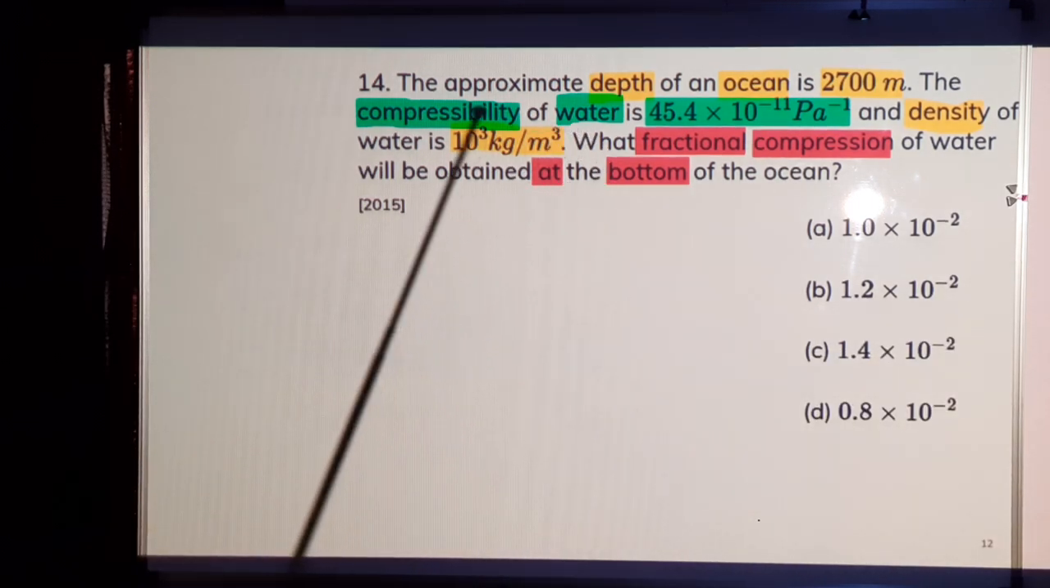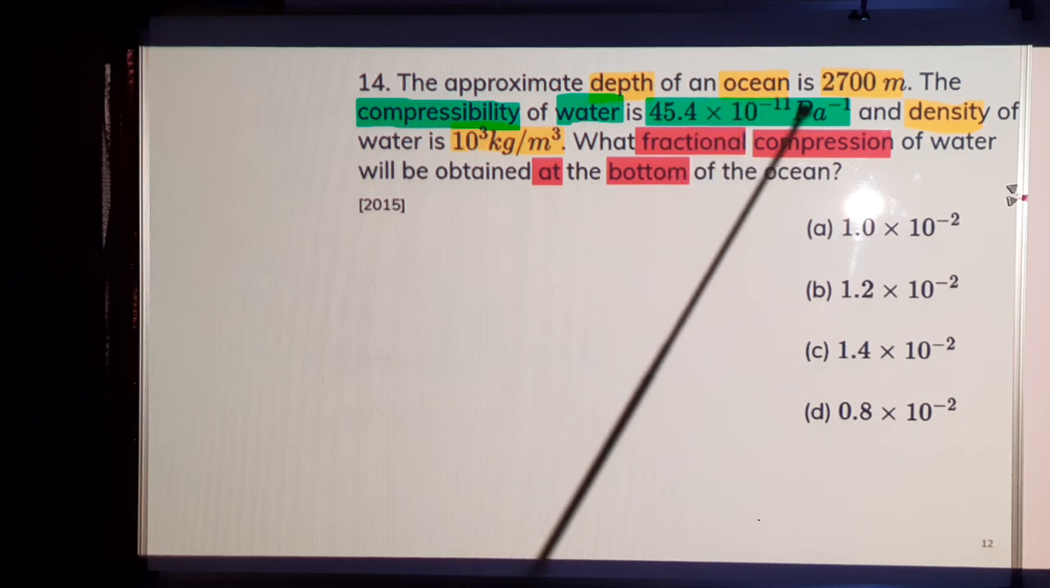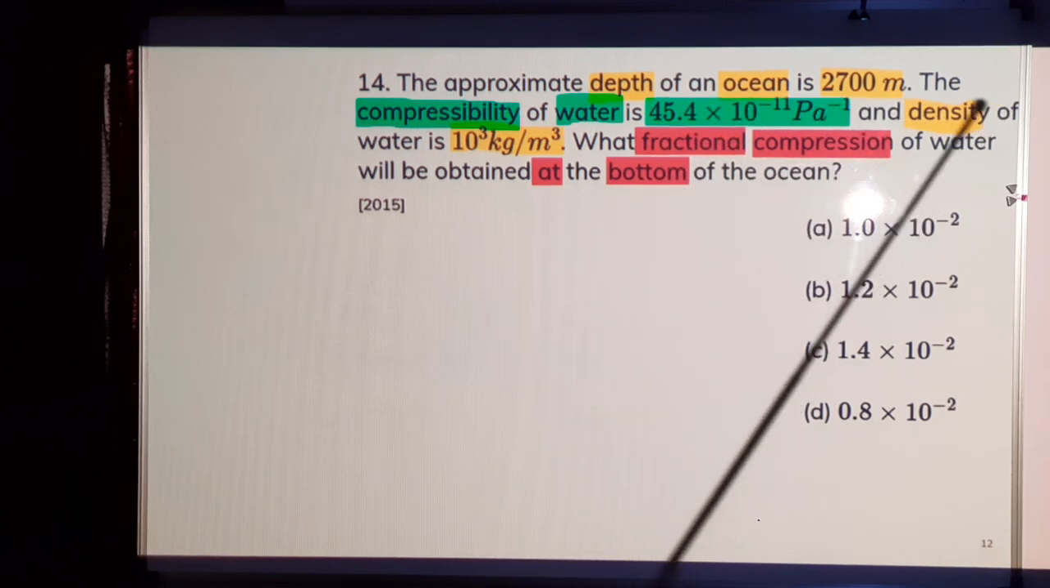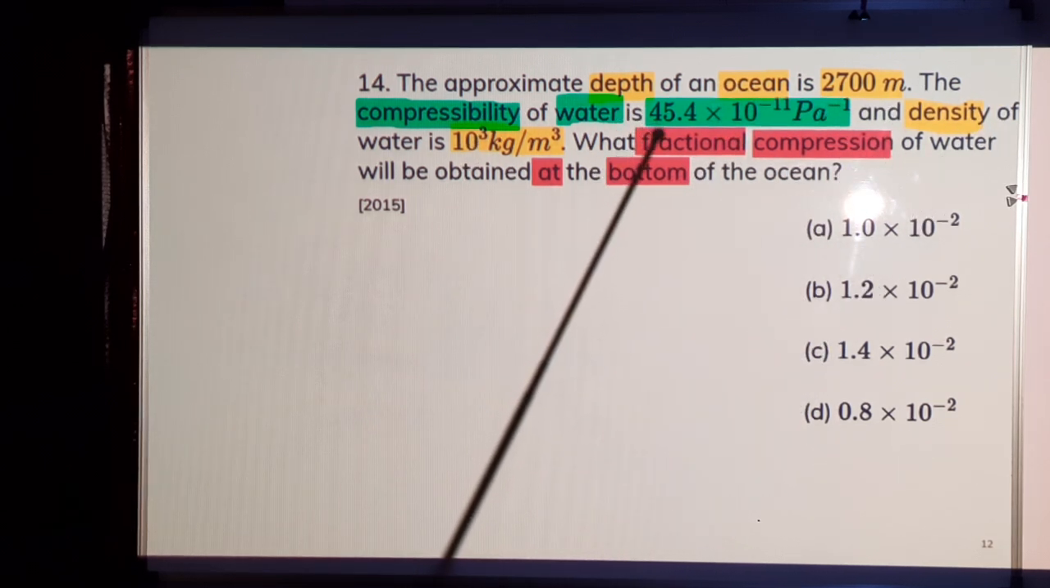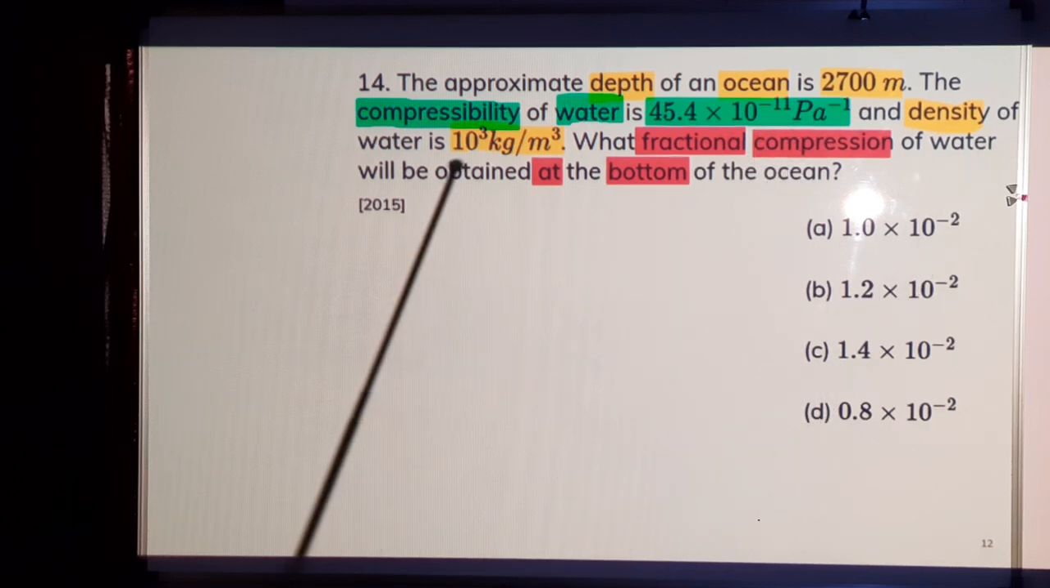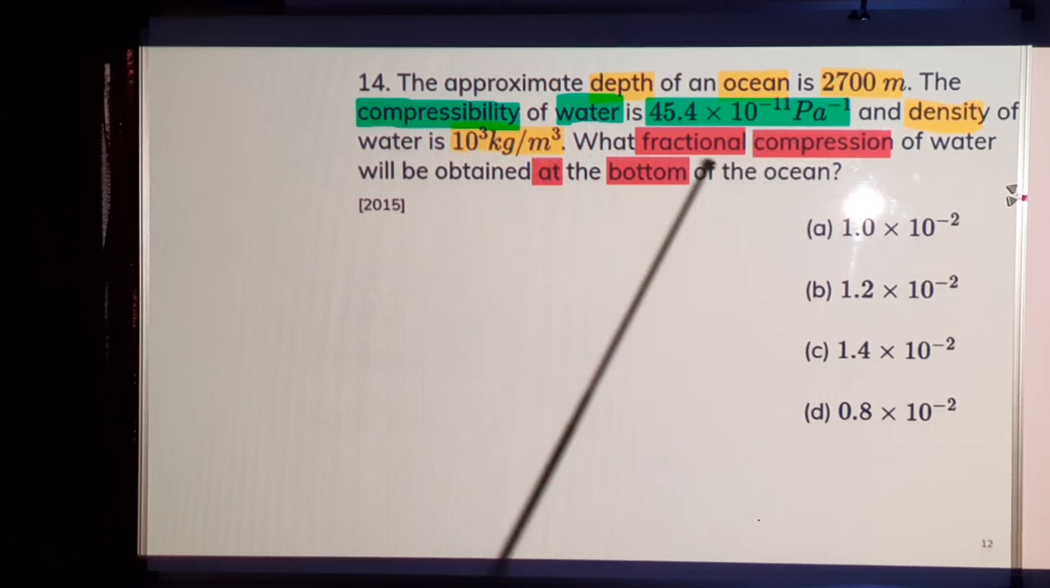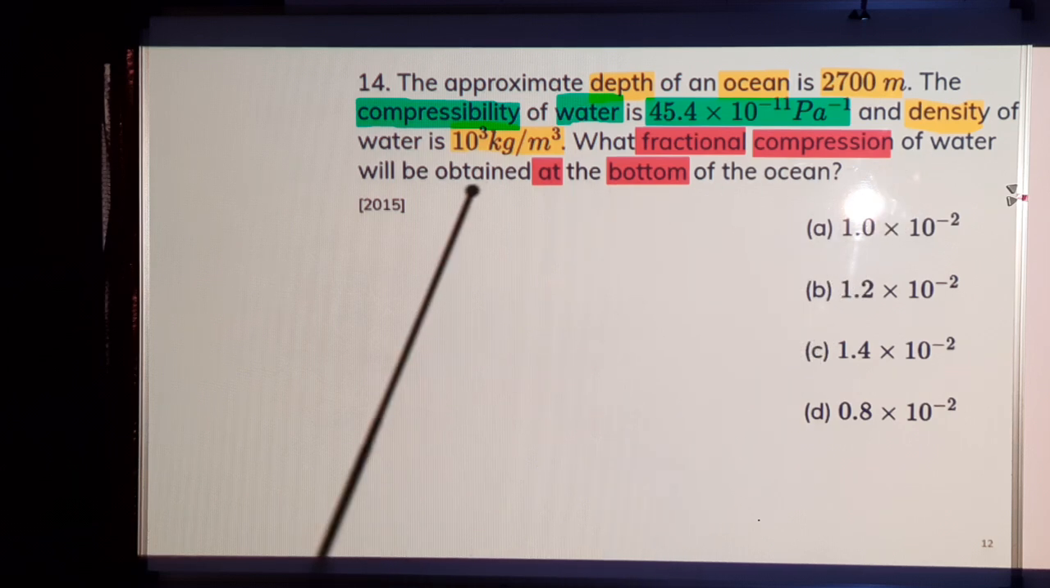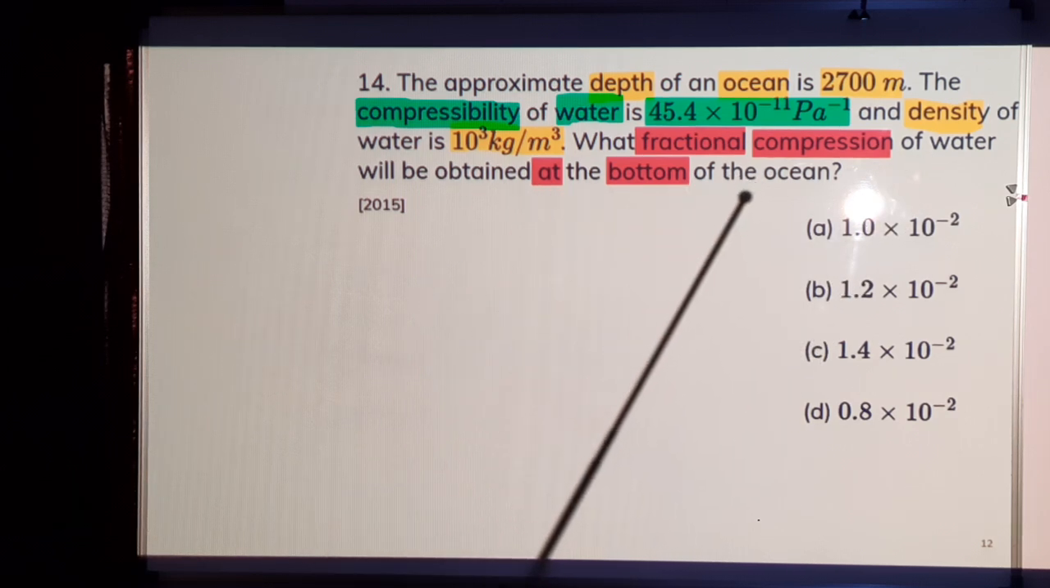To the next question. The approximate depth of an ocean is 2,600 meters. The compressibility of water is 45.4 into 10 to the minus 7 per Pascal. The density of water is 1000 kg per meter cube. What is the fractional compression of water that will be obtained at the bottom of the ocean?